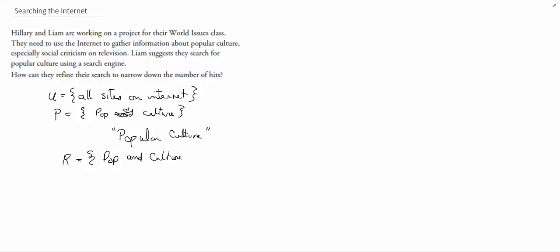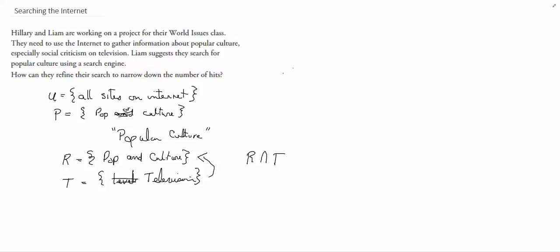And then if you're wanting to add things about television, you can search popular culture together and television, which will give you an intersection, because if we think of T as all of the sites about television, when we put them together, we get the intersection of popular culture and television.